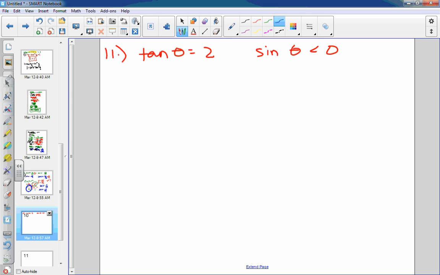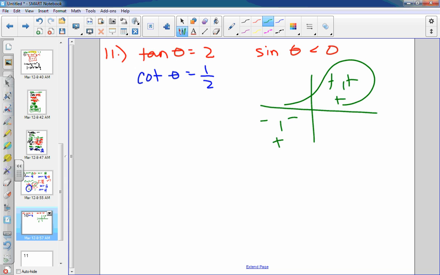They gave you 1 trig function, which means they gave you how many trig functions? 2. So what do I automatically know? Cotangent is 1/2. They also gave me something else. Here's what I need your brain to go to. My tangent's positive. What quadrants do I have to be in? I have to be in 1 or 3 again, because my tangent's only positive in 1 or 3.